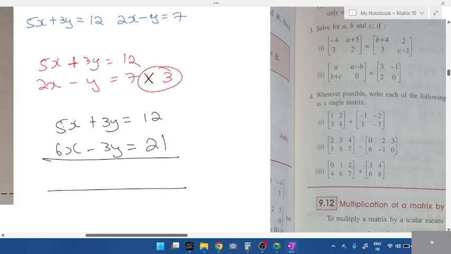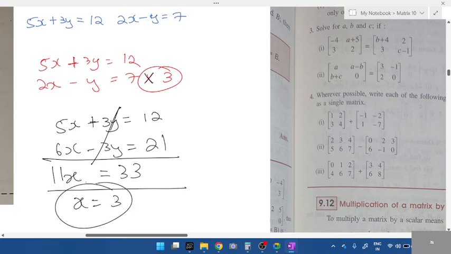Add and subtract. 5x and 6x are what? Both are positive, right? 11x. What about plus 3y and minus 3y? It gets cancelled. 12 and 21 is 33. What is x value? 33 divided by 11. Substitute in either this equation or this equation. Find the value of y. Substitute in any one equation. Find the value of y. So this is matrix plus simultaneous linear equation.